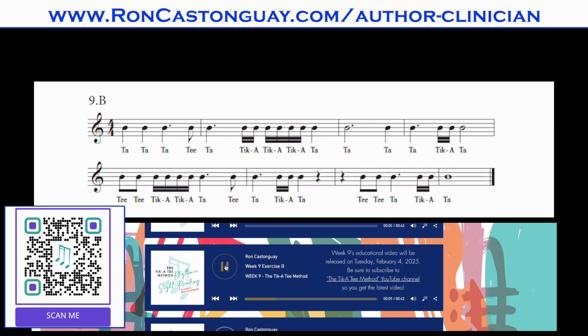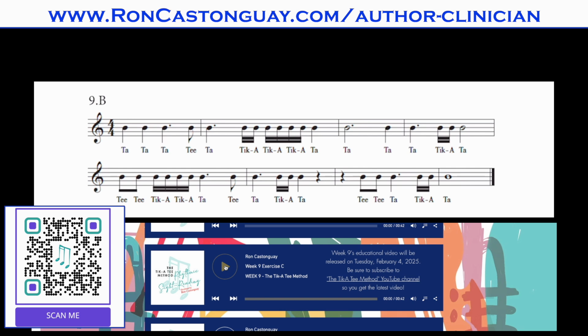1, 2, 3, 4. Ta, ta, ta, ti, ta, ticka, ticka, ticka, ta, ta, ta, ta, ticka, ta, ti, ti, ticka, ticka, ta, ti, ta, ticka, ta. Ti, ti, ta, ticka, ta.